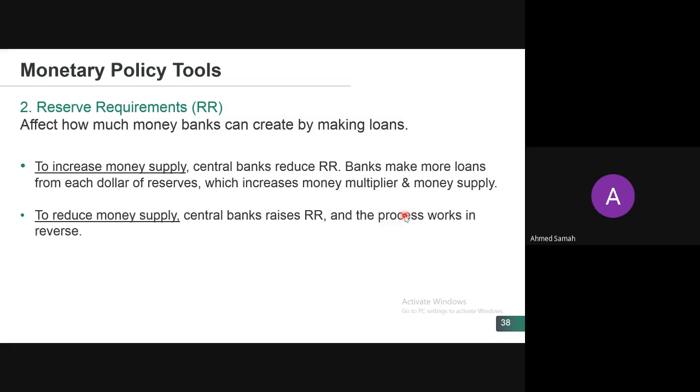So because the reserve requirement is higher, the money multiplier will be lower. As I have said before in explaining the money multiplier, when the reserve requirement changes, the money multiplier changes, and the money supply was doubled again. And the opposite happens if we reduce the reserve requirement: the money multiplier will increase and the money supply will also increase.